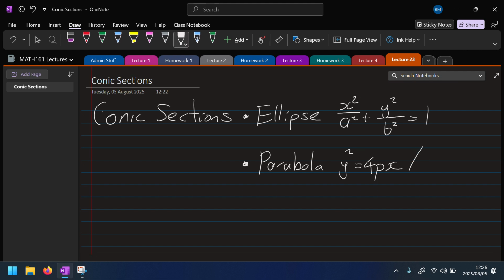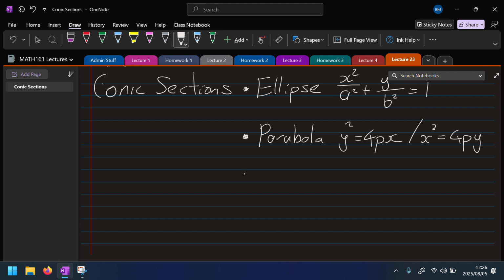Okay, and we can also write it as x squared equals 4 times p times y. Okay, so these 2 equations will correspond to a parabola going vertical or a parabola going horizontal. Okay, we'll cover that in a bit. Okay, and lastly, the hyperbola.